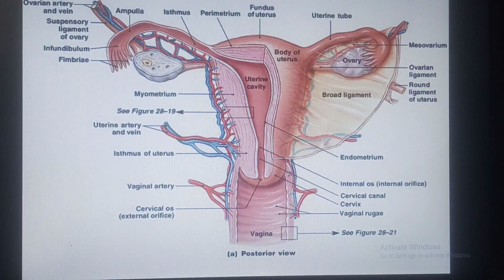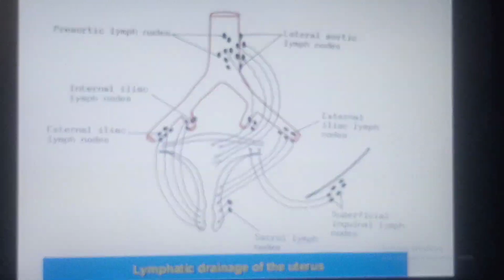Therefore, if you are getting delivered, there should be anesthesia to this nerve. And usually we block it at the T10 vertebral level. T10 level is where we are going to block it. All right, so that is the vasculature as well as the innervation.